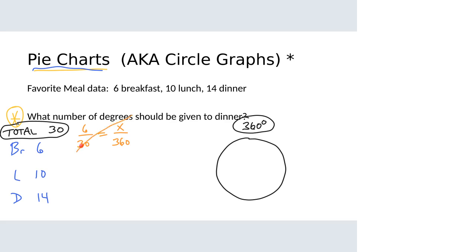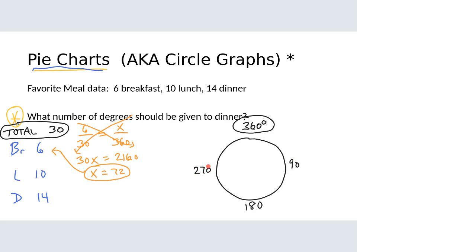We'll cross multiply here and have 30x equals 6 times 360, which is 2,160. We'll divide both sides by 30 and get 72 degrees. So 72 degrees are going to be given to breakfast. Boy, 72. How am I going to draw 72? I mean, okay, 180's down here and 90's over here and 270's over here. How in the world am I going to draw 72?